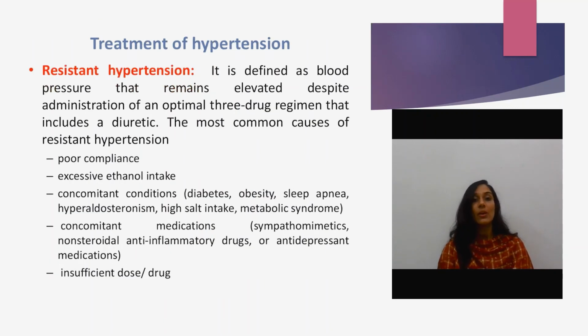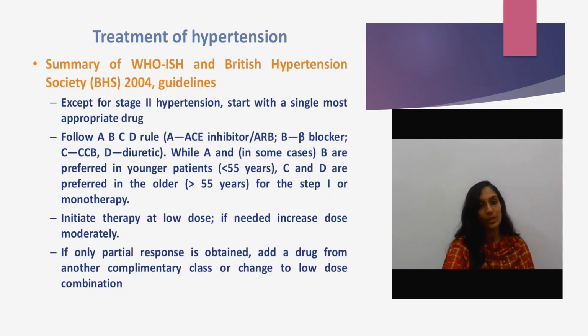Now, resistant hypertension, which is defined as blood pressure that remains elevated despite administration of an optimal 3-drug regimen, which includes a diuretic also. The common causes of resistant hypertension are poor compliance, excessive ethanol intake, concomitant conditions like diabetes, obesity, sleep apnea, hyperaldosteronism, then high salt intake, metabolic syndrome, then insufficient dose of drug.